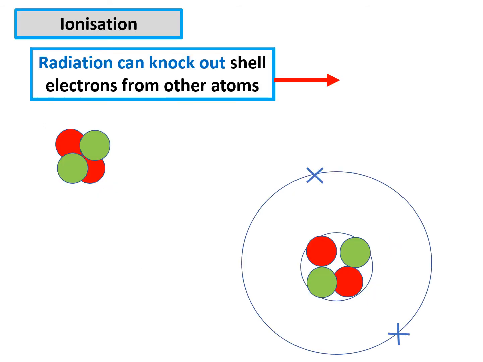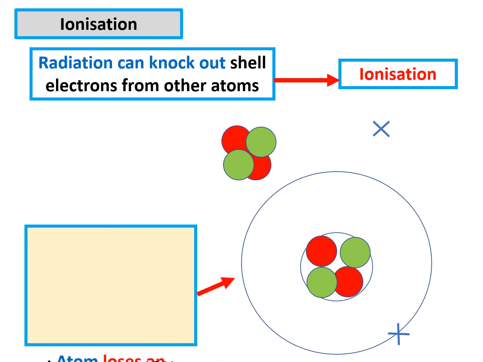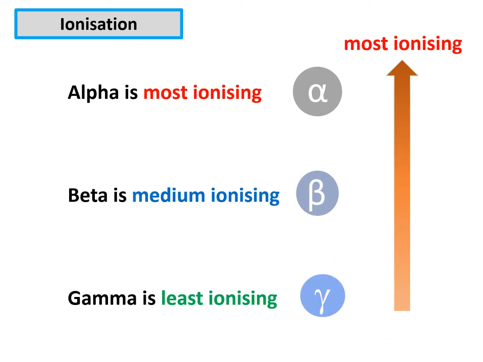Ionisation is when radiation knocks out a shell electron from another atom. For instance, here's an alpha particle, it interacts with another atom, it gives some energy to one of its shell electrons, and that electron escapes completely. So now we have an ion because it's lost an electron. It's got one more positive charge in this case than it has negative charges. Ions are dangerous because they can damage DNA. So that's the mechanism by which radiation can cause damage to humans, not directly, but indirectly through creating ions.